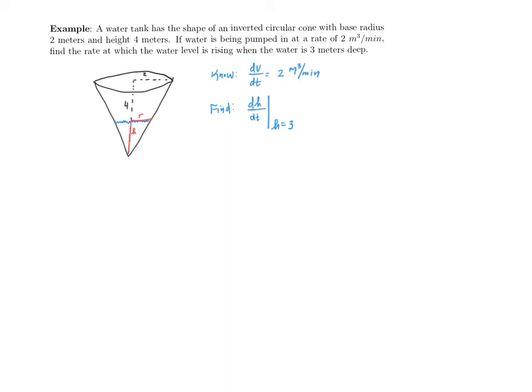So when it comes to a cone, we've probably encountered this formula in the past. So take a moment and think, what is the formula for the volume of a cone? And the desired formula is V = 1/3 π r² h.